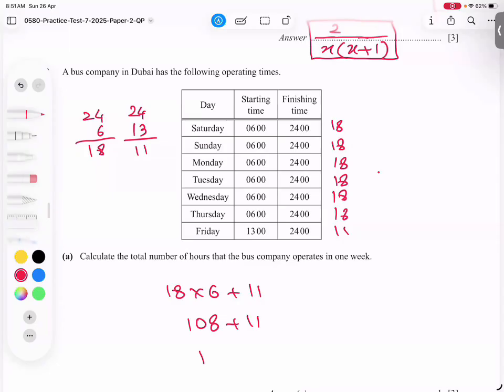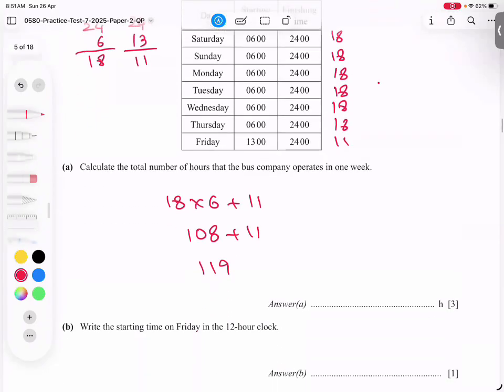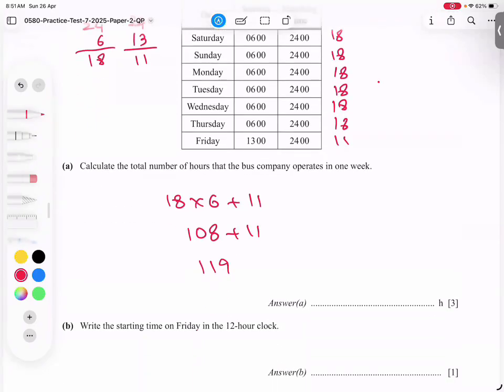I'm getting 119. Let me check again. 1, 9, and 1. Okay, clear. 6 times 8 are 48, 4 carry, correct. Okay, so we have done it. Alhamdulillah. Write down the starting time of Friday as 12 o'clock. This is a 24-hour clock, and it's called simple. And here I got 119. I hope the concept of the question is clear.